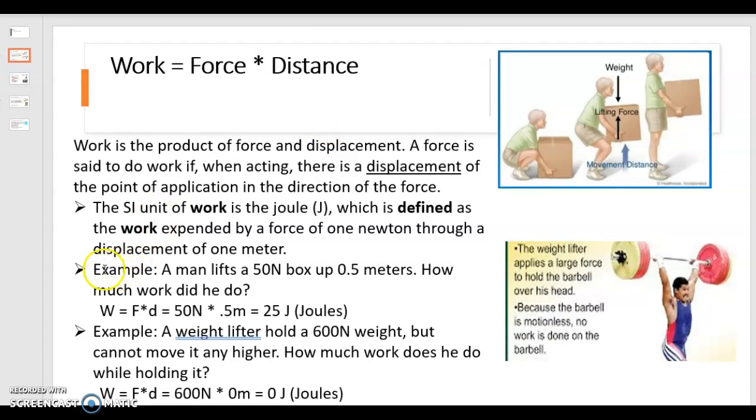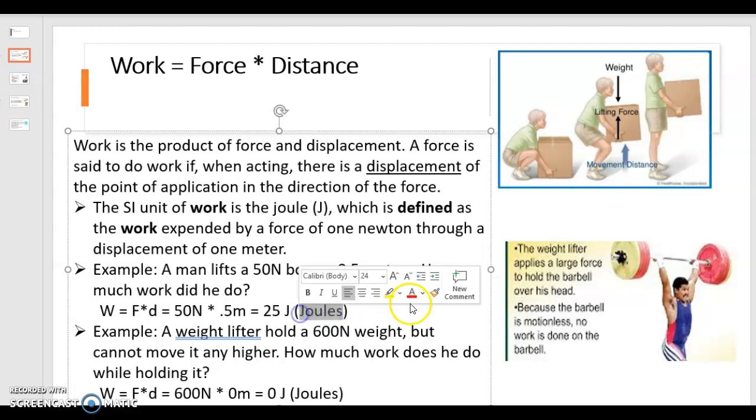All right, so let's just do an example. If a man lifts a 50 Newton box up a height of half a meter, how much work did he do? And the answer is the work is the force times distance. So it would be 50 Newtons worth of force causing an object to move 0.5 meters would be 25 joules of work. So this man applied a 50 Newton force to lift this box up half a meter. He applied the force the whole time he was moving it. So we would say he did 25 joules of work. The unit of work is joules, right? So work and energy both have the same units of joules.